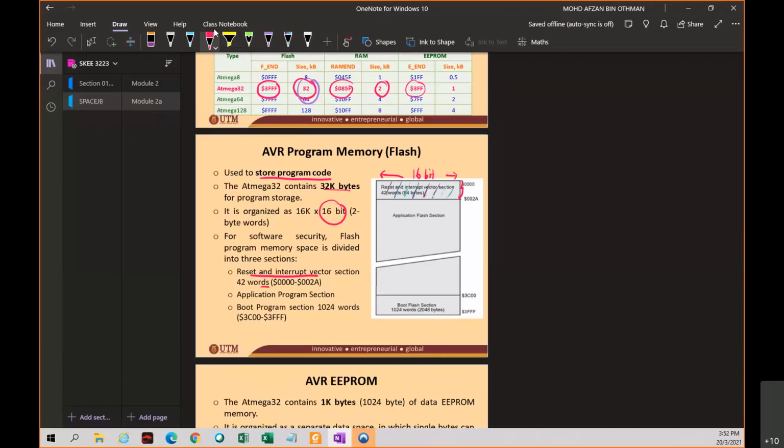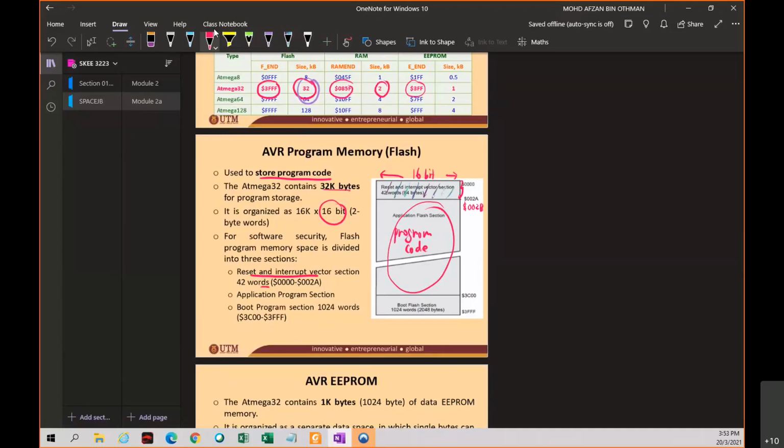And then we have the application flash section. Application flash section is where you're going to store the program code. So all the program code will be stored inside here, dekat kawasan yang ini, starting dekat address 002B sampailah 3C00.